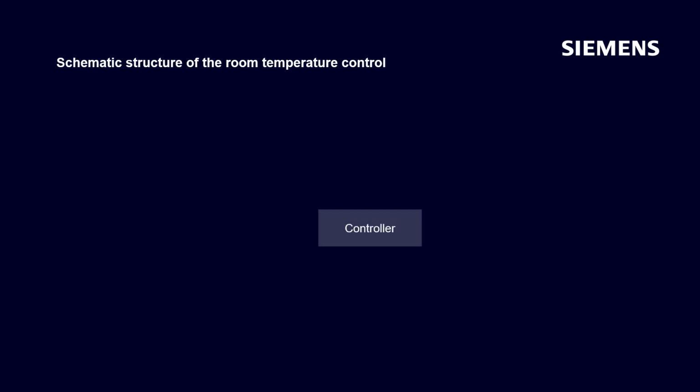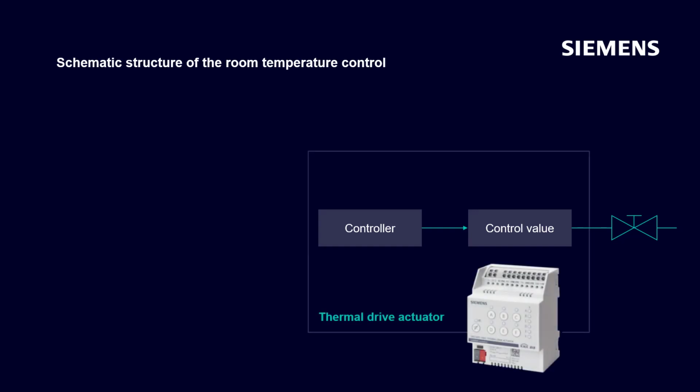The central component is the controller. A PI controller determines a continuous control value from various input variables. This control value is converted into a binary signal, on or off, via pulse width modulation. The thermal actuator is then energized or de-energized via a semiconductor output, thus opening or closing the valve. This process and the control loop occur entirely in the thermal drive actuator.